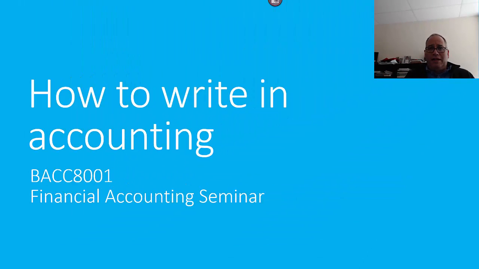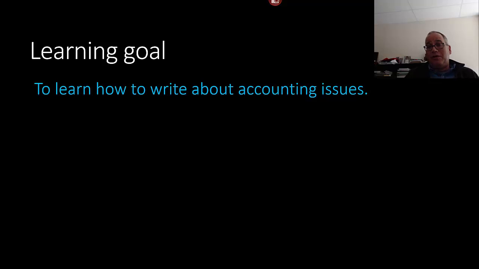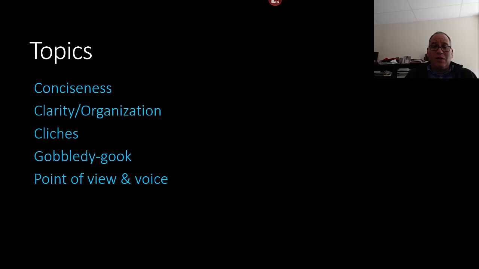What I'd like to do right now is to help you learn how to write about accounting issues. So I'm going to address 5 different topics. The first is conciseness, then clarity and organization, cliches, gobbledygook, point of view, and voice.